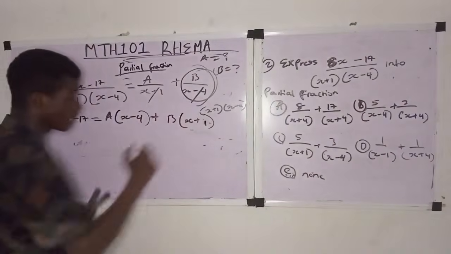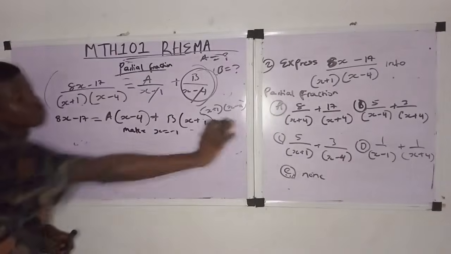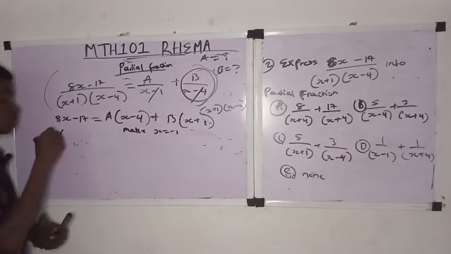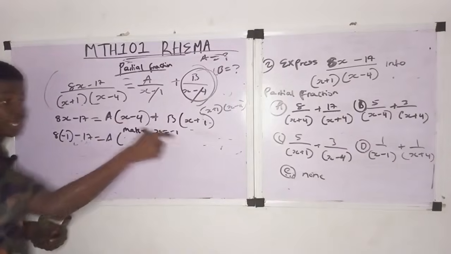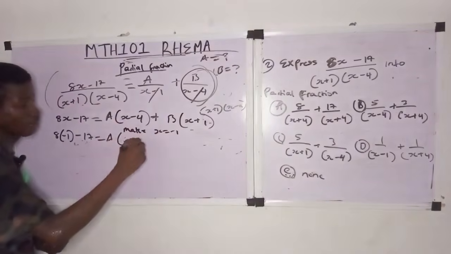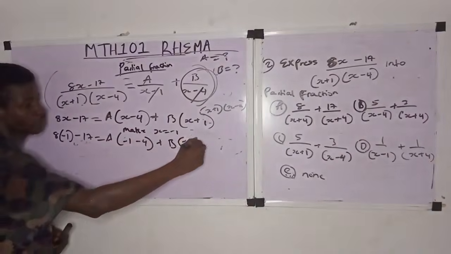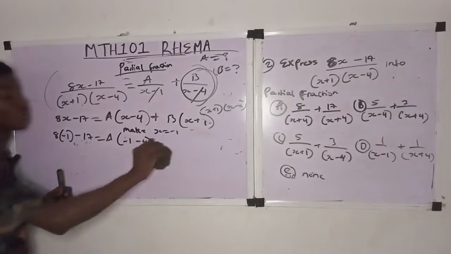So to make everything 0 here, we'll make S to be what? Minus 1, right? So everything here, S will be minus 1. So therefore, 8 bracket open, S is 1 minus 1, bracket close, then minus 17 equals A bracket open, S is minus 1, then minus 4, bracket close, then plus B bracket open, S is 1 minus 1, then plus 1. Minus 1 plus 1 give us 0. So 0 times B give us 0. So we have removed B.